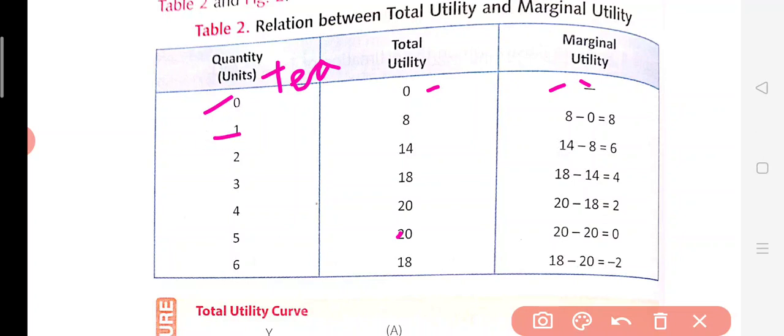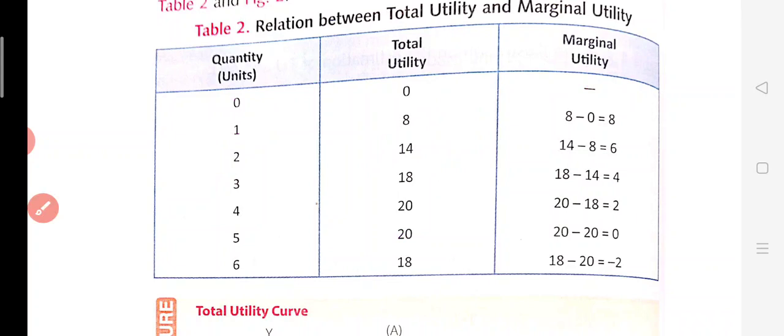When you consume the first unit, suppose you are drinking the first cup of tea, you get a utility of 8. With the second cup of tea, you should get 8 again, because when the first cup gives you 8 utils, the second cup should also give you 8 utils. So this 14 should have been 16, right? But it is not the case.